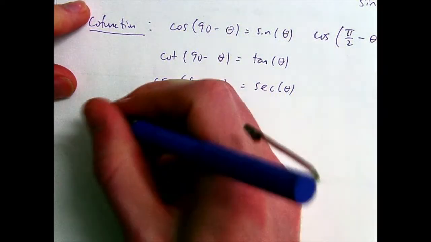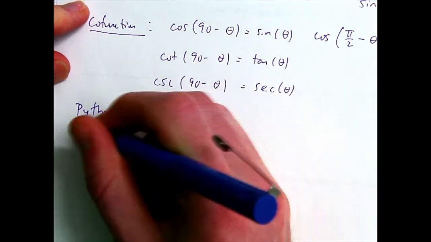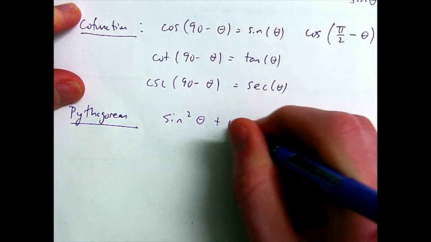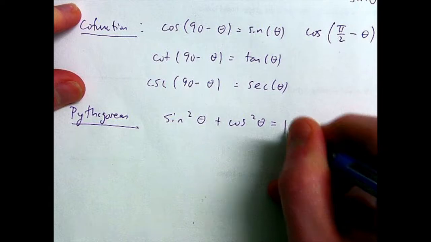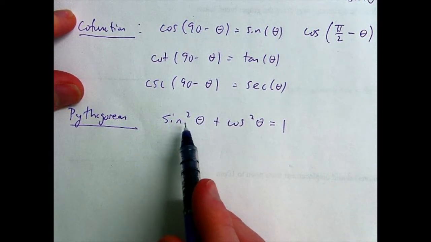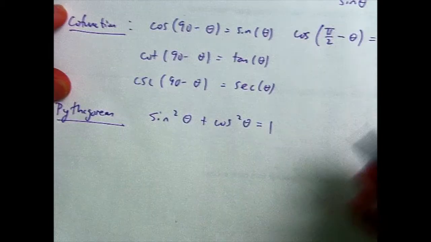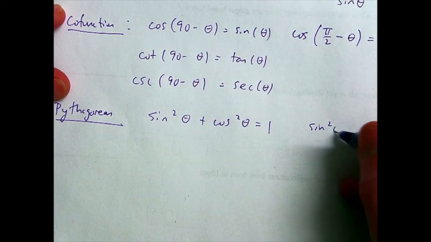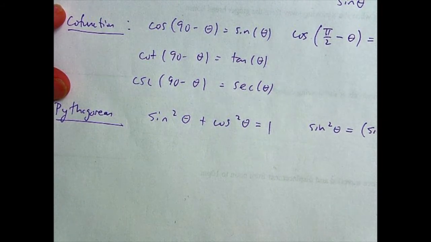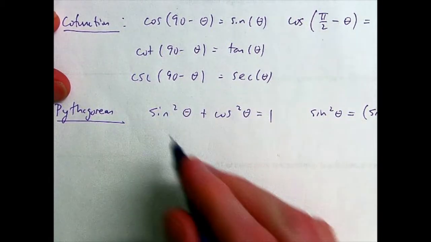Then we have the Pythagorean identities. The Pythagorean identities are extremely important. The basic one was sine squared theta plus cosine squared theta is equal to 1. Remember what this notation with the 2 sitting here means. It means sine of theta quantity squared, right? Sine squared theta means sine of theta quantity squared. That's what that means, so don't forget about that. So this is our first Pythagorean identity.